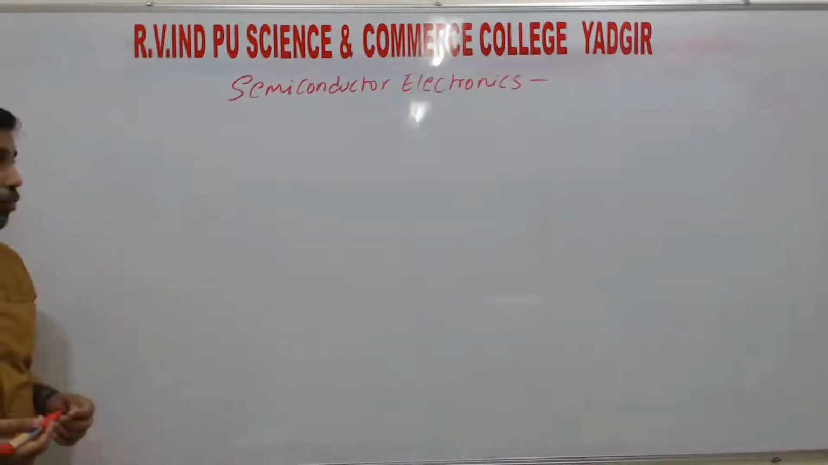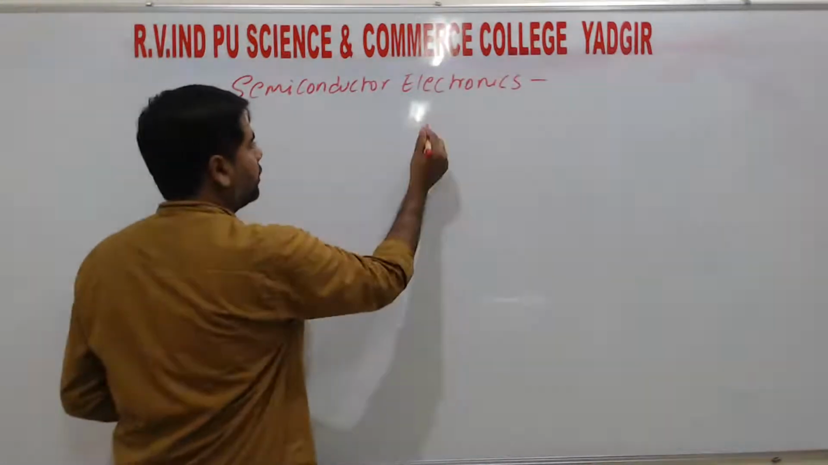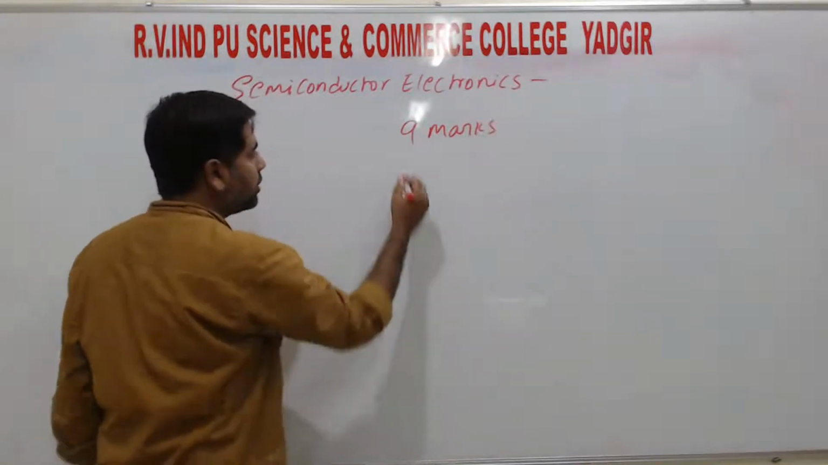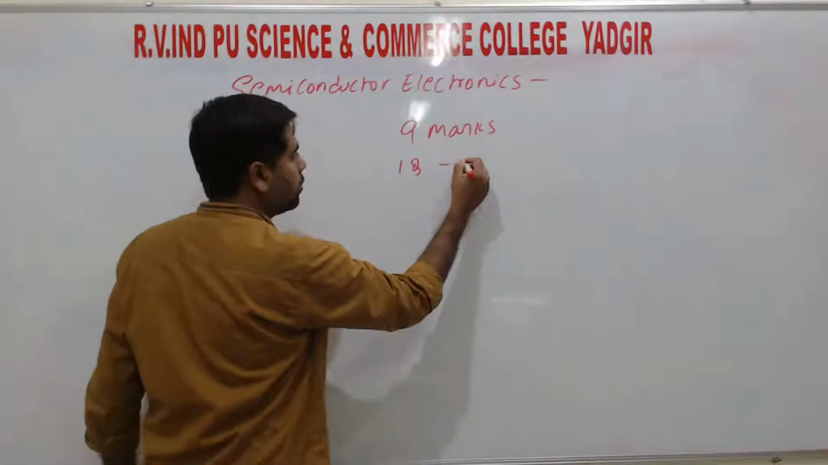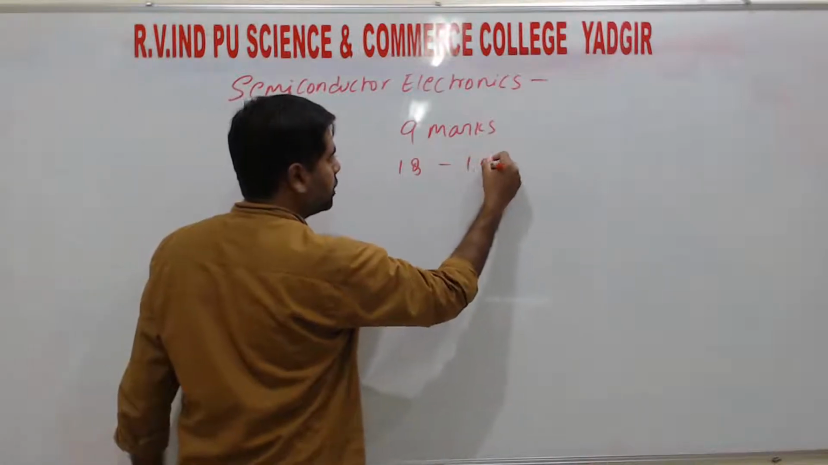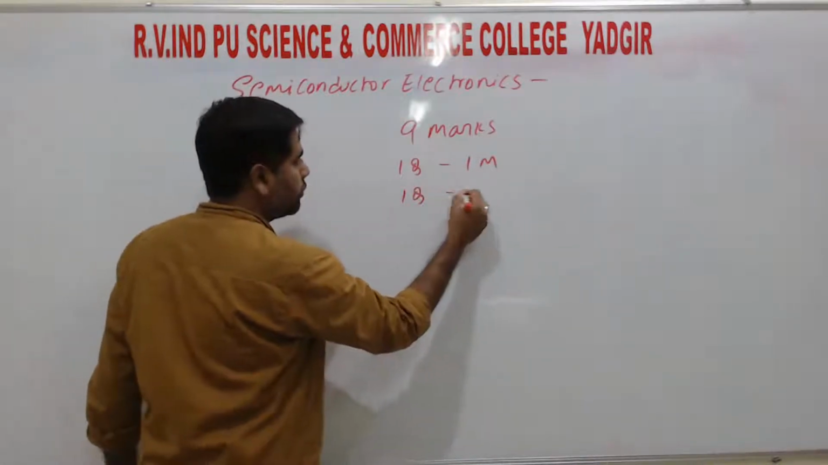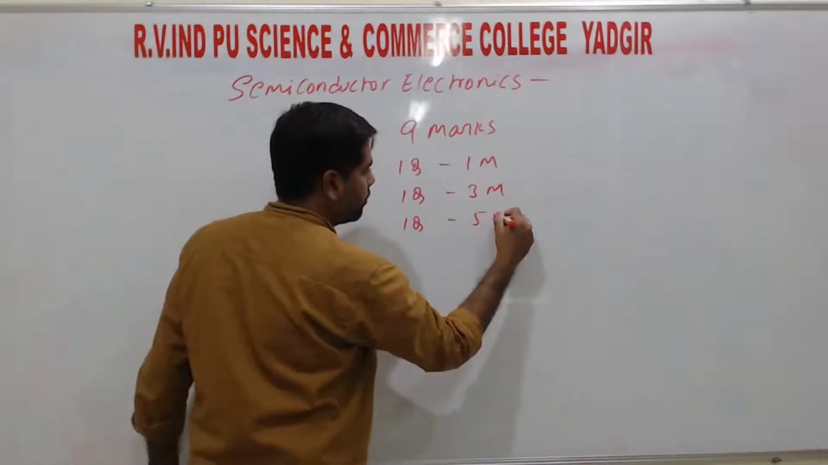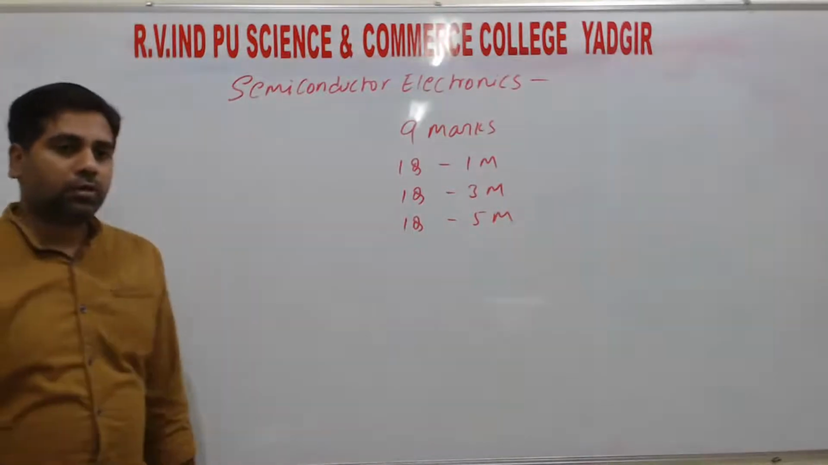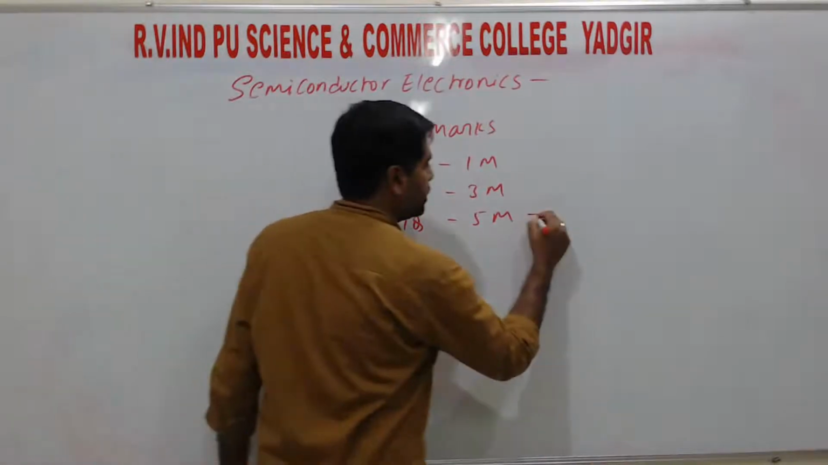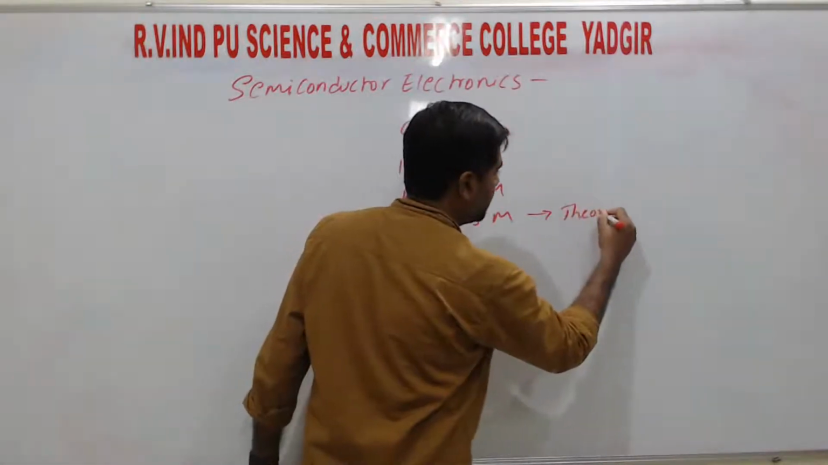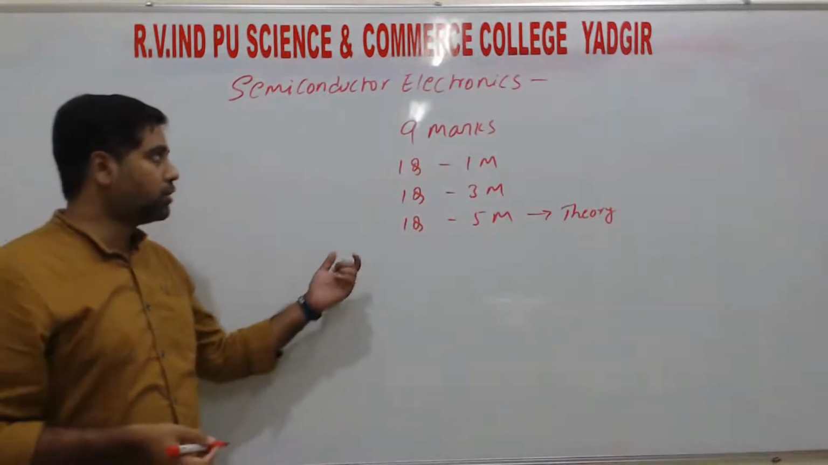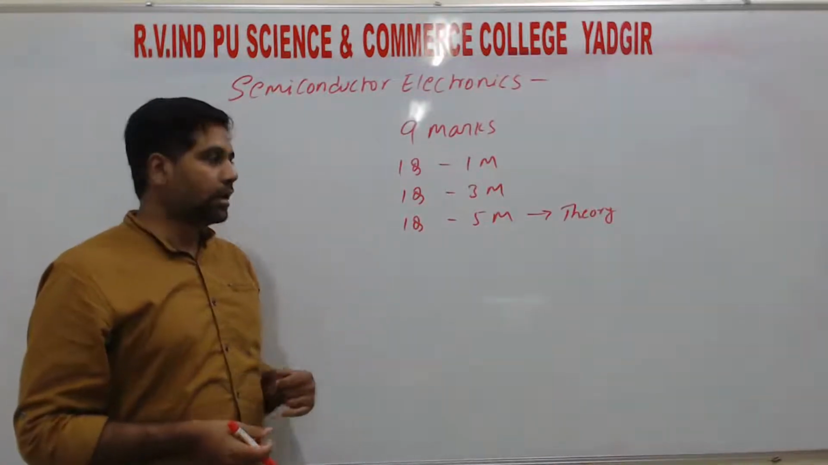Right. So for the board exam from this chapter, the weightage is 9 marks. From these 9 marks, one or two questions for 1 mark, one question for 3 marks, and one question for 5 marks. Here only theory is asked in the 5 marks. So there are no numericals in this chapter, right?